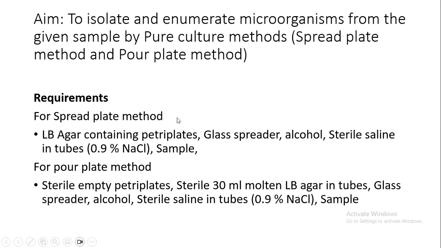Requirements for the spread plate method include LB agar containing Petri plates, glass spreader, alcohol, sterile saline in tubes, and the sample. For the pour plate method, we need sterile empty Petri plates, sterile 30 ml molten LB agar in tubes, glass spreader, alcohol, sterile saline in tubes, and the sample.